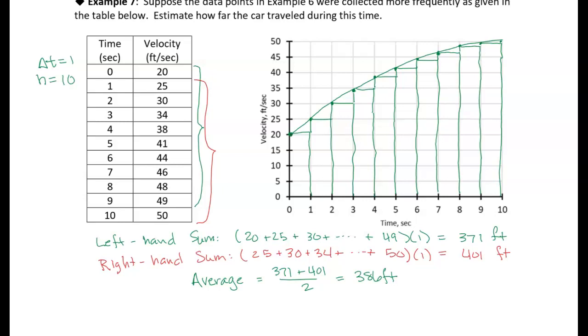Okay, so that's a little better estimate, obviously, because we're breaking our time interval into more slices. And in this case, there's a 30-foot difference between the upper and lower bounds. So this is plus or minus 15 feet, rather than what we had before, plus or minus 30 feet. Okay, so this is a much more accurate estimate. And you can see as we increase the number of intervals, we're going to get a better and better estimate.